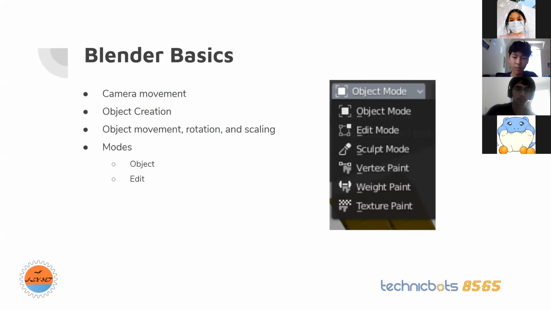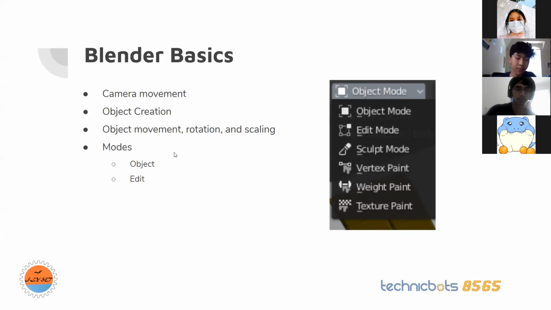So in Blender, camera movement, of course, there are different keybinds, but by default, it should just be the middle mouse button to move. And for object creation, there is a tab in Blender that allows you to create objects just like in Fusion 360 or in Autodesk or any other 3D modeling software. And same thing for object movement. There's an option in Blender that allows you to move objects, scale them, and rotate them. I believe the shortcut key by default is G for move, S for scaling, and then R for rotate.